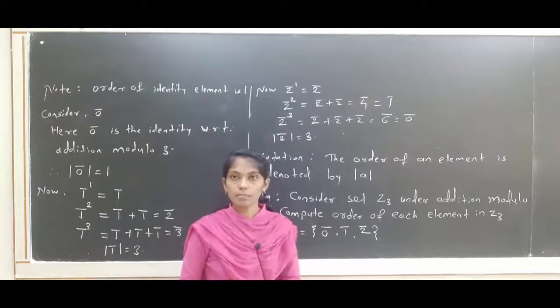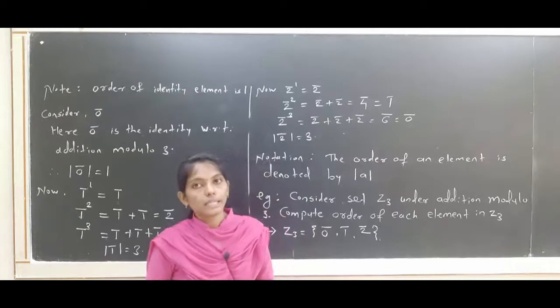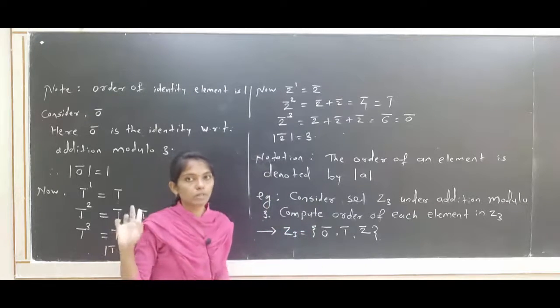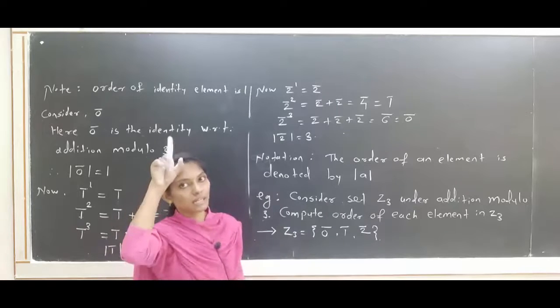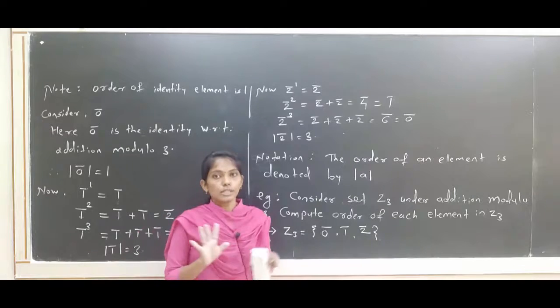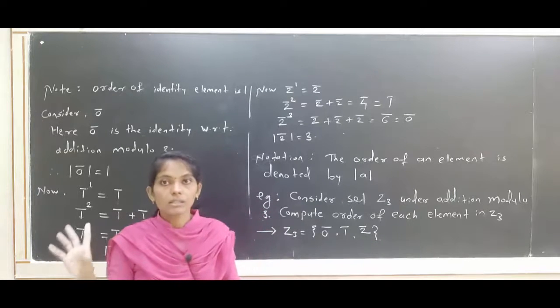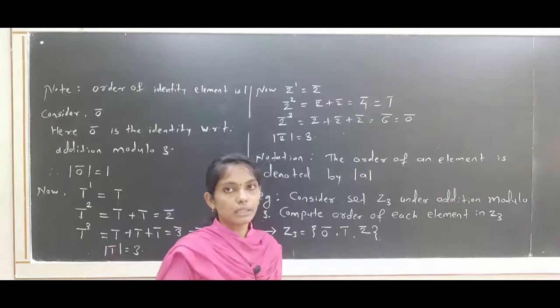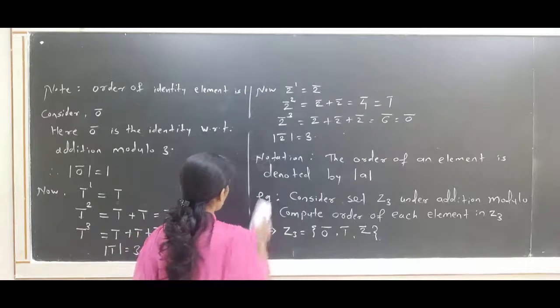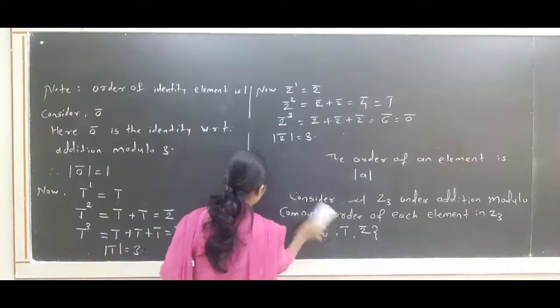Get it, this example? So order is nothing but the smallest positive integer n such that a raised to n is equal to e. If no such integer exists, then order of that element is infinite. Okay. Now we consider the next example.